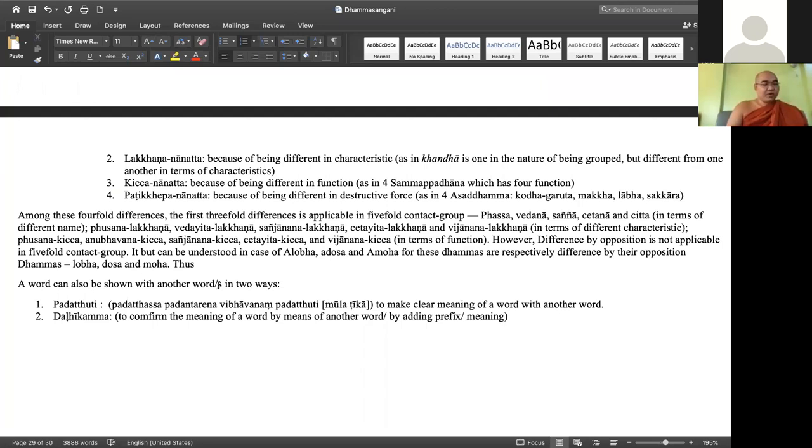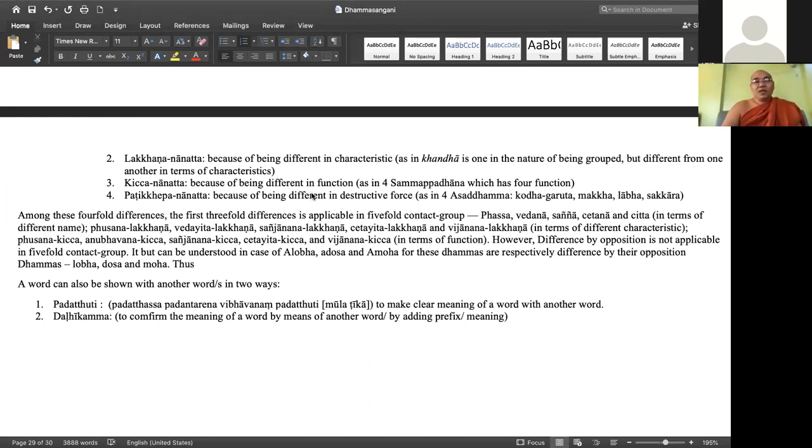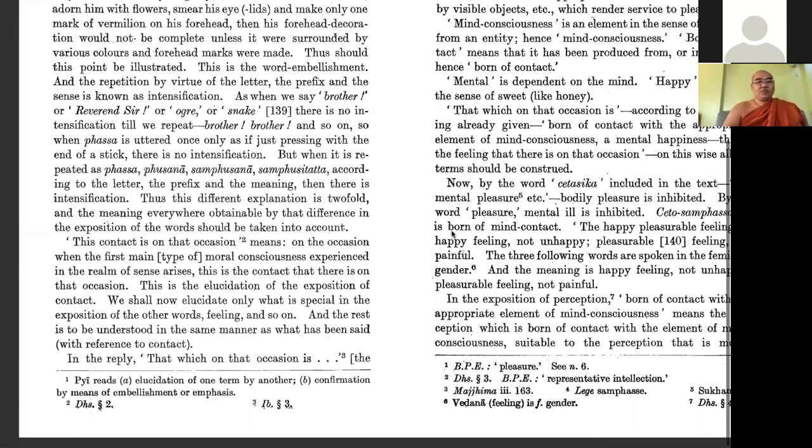Okay, I will not go into much detail about the paragraphs on the Atthasālinī. Maybe you may read them by yourself. After that, we go to contact. Contact is on that occasion, yasmiṃ samaye phasso hoti. On the occasion when the first consciousness arises in the sense realm, when the first akusala citta arises, what arises? Contact. So what is this contact?